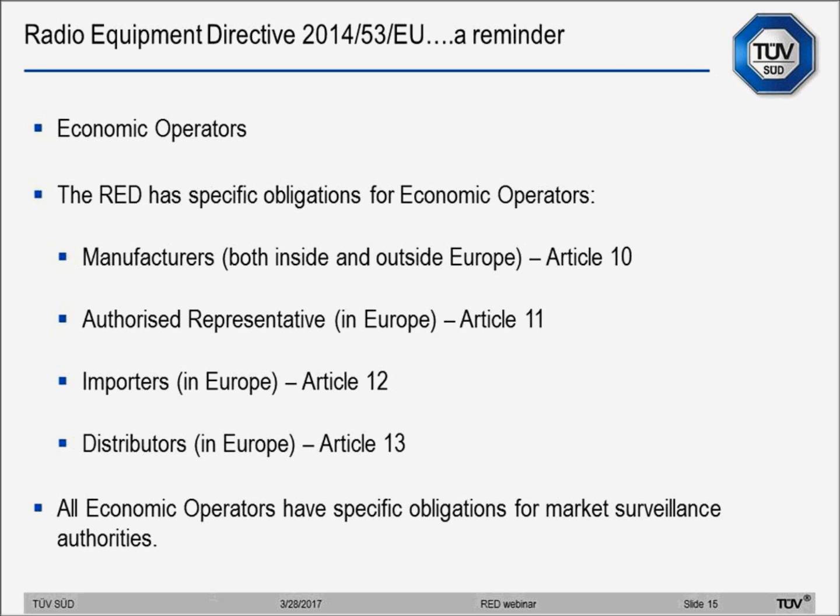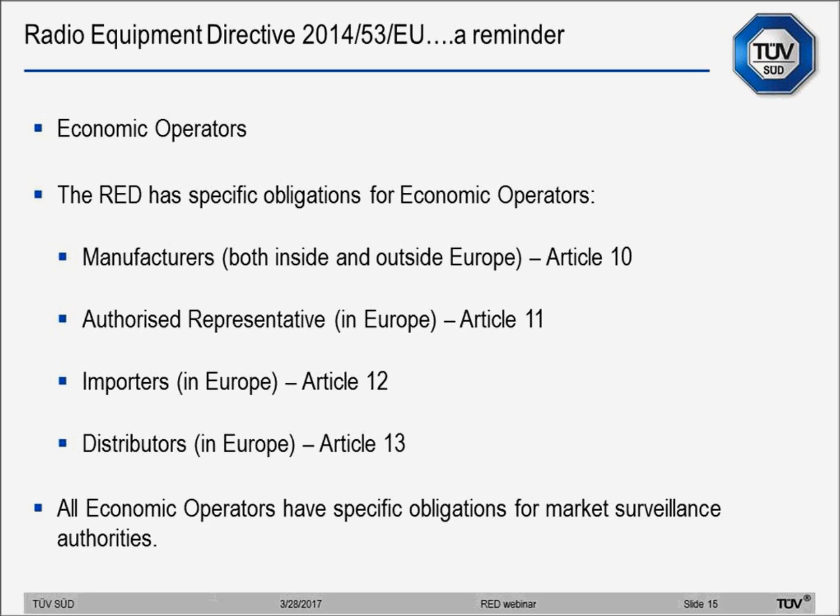The RED has the concept of economic operators, which have specific obligations. For manufacturers, which can be both inside and outside of Europe, Article 10 should be referenced. There can be an authorised representative when appointed by a manufacturer. They have to be in Europe, and their obligations can be found in Article 11.